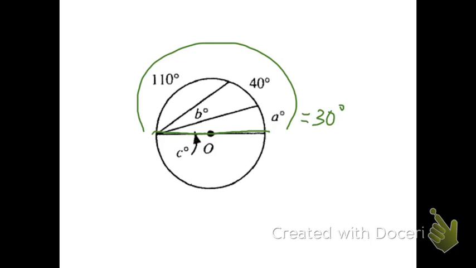For angle B, well, we know it's half the measure of the arc that it intercepts. So since it intercepts a 40 degree arc, we know that angle B has to be 20 degrees. And then angle C, since it intercepts an arc that's 30 degrees, would have to be 15 degrees.